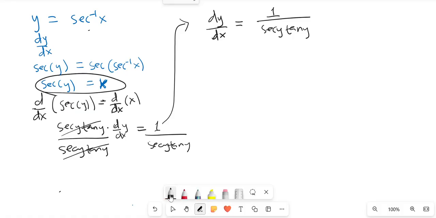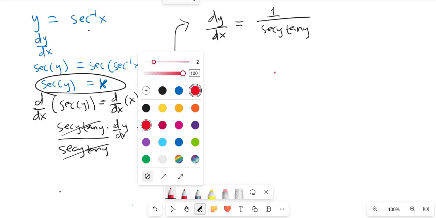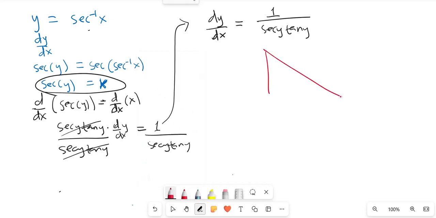As we have always done, we will draw our right triangle with our angle y. Secant is the inverse of cosine. Cosine is adjacent over hypotenuse. So secant is going to be hypotenuse over adjacent. So this is y. This is the right angle. Hypotenuse is going to be here, x. Adjacent is going to be here, 1.